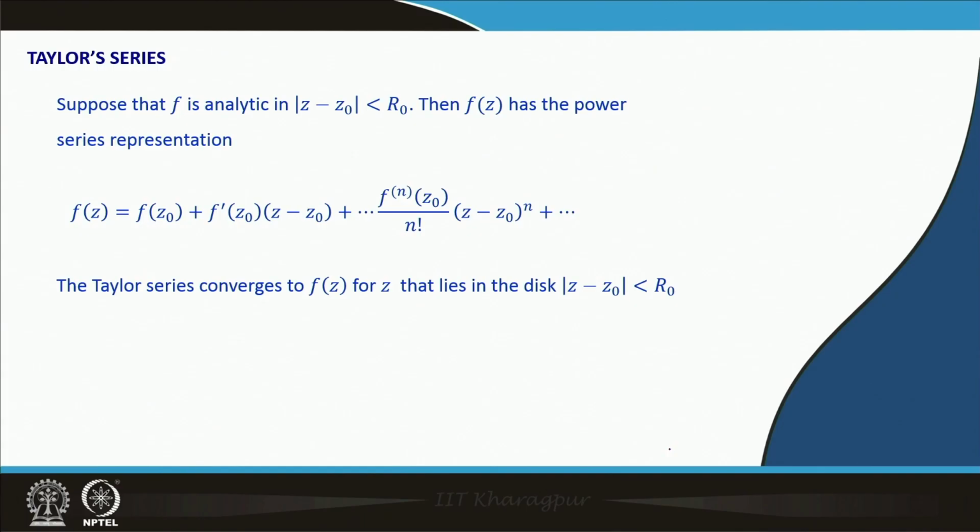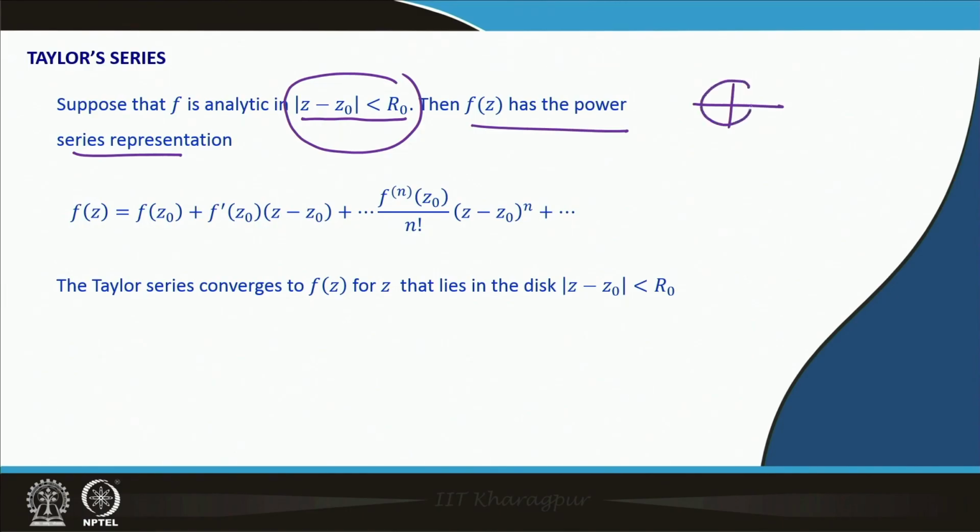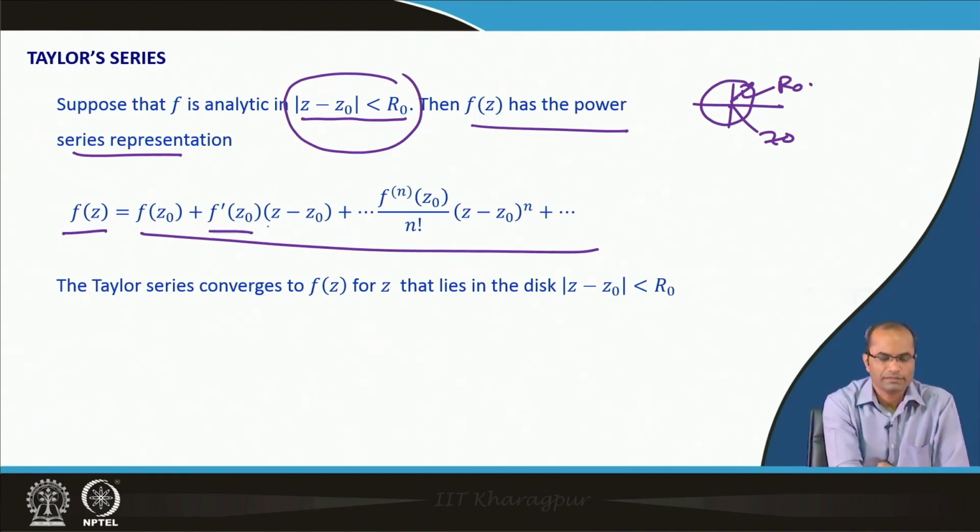So, the Taylor series, just to recall: suppose that f is analytic in this region |z - z0| < r0. So, in this disk with radius r0 and center z0, then f(z) has a power series representation. This is what we have discussed. So, if f is analytic in this disk with center z0 and radius r0, then f(z) can be represented by such a series expansion: f(z0), the first derivative times (z - z0), and the nth derivative, and so on.